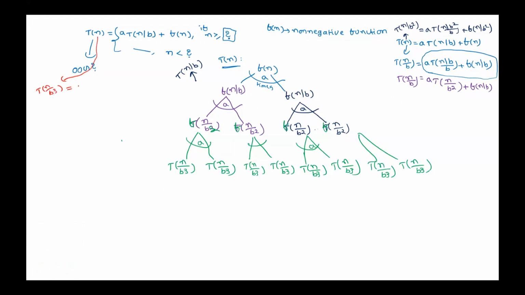It becomes n by b cube. Is that okay? Okay. So only this is f of n by b cube plus T of n by b power 4, a times this is T of n by b power 4. Like this, here also this becomes a half. This becomes f and this.